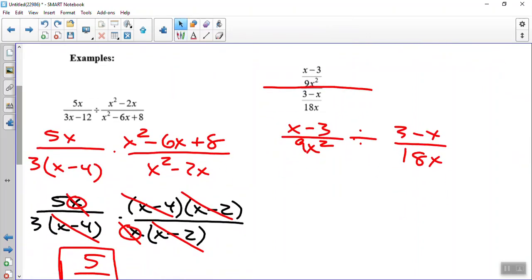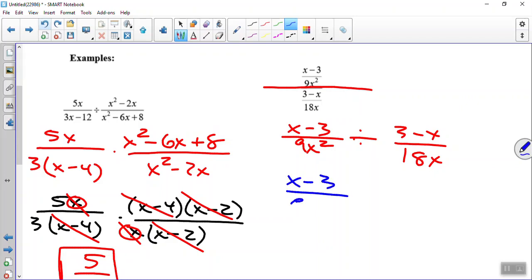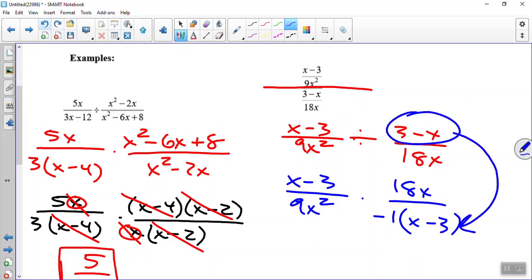All right, and now I'm going to factor, so careful here. This x here is the lead term. That's x to the first. That's larger. X to the first is larger than x to the 0. This is 3x to the 0 power. So be careful with that. So I'm going to factor out a negative 1 over there when I get there. So x minus 3 over 9x squared times, I'm going to flip this and factor that. So I got 18x on top, and I'm factoring out that negative 1, and I got x minus 3 on the bottom. That's what happened to this one.